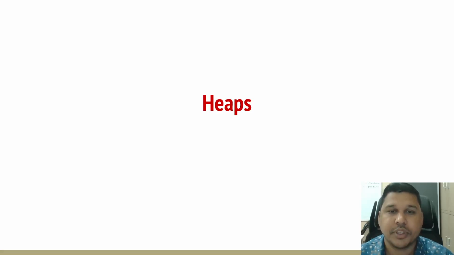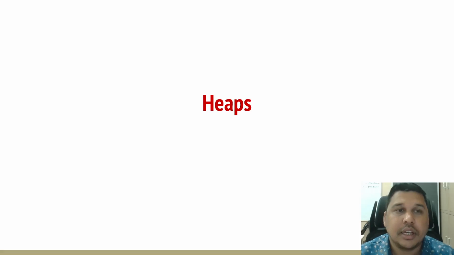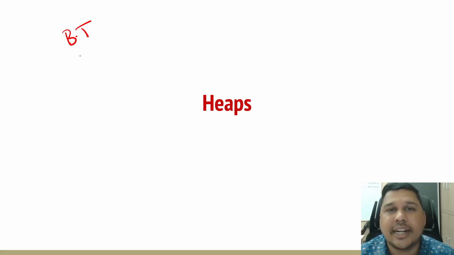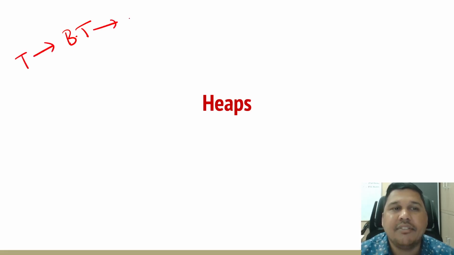Heap trees, right? What is this heap? We have studied about binary tree initially. Binary tree, it says that it is a kind of tree structure. Tree, then we evolved to binary tree, then we evolved to binary search tree, and then we have come up to AVL tree.